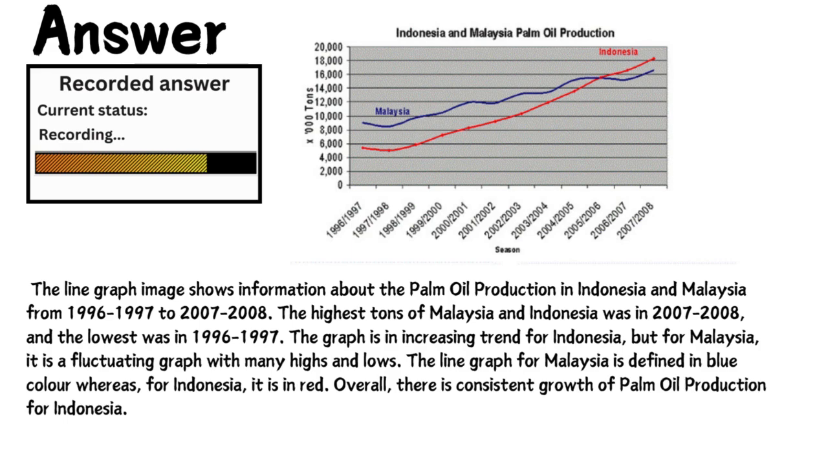The line graph for Malaysia is defined in blue color, whereas, for Indonesia, it is in red. Overall, there is consistent growth of palm oil production for Indonesia.